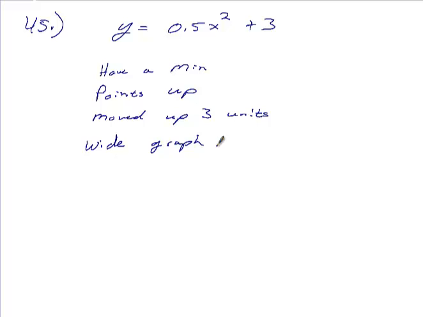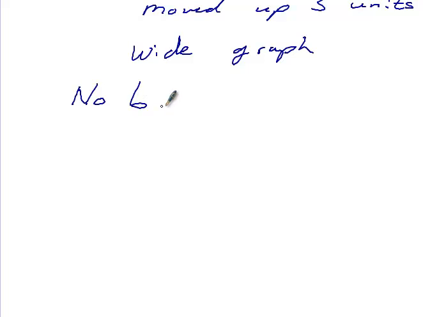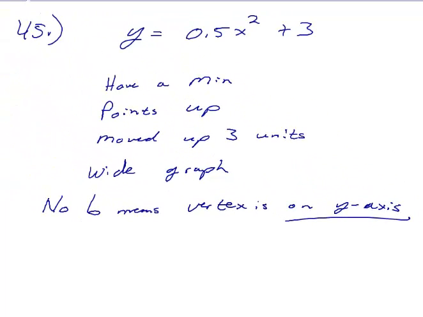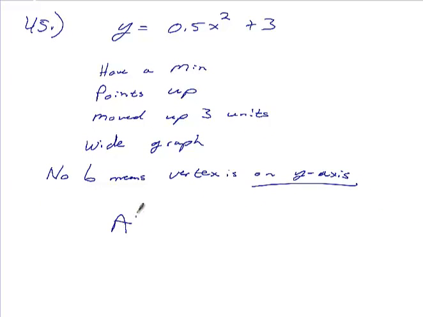Okay, now, one other characteristic here. Do you see a B? Okay, no B means the vertex is on the y-axis. Okay, if there's no B, your vertex has to be on the y-axis because you're going to get a 0 on top for your vertex. Is everybody all right with that? Yeah? All right, so look at the 3 pictures, A, B, or C. Which one shows a graph pointing up with a minimum that was moved up 3 units, a vertex on the y-axis, and wider than normal? So your answer is A.